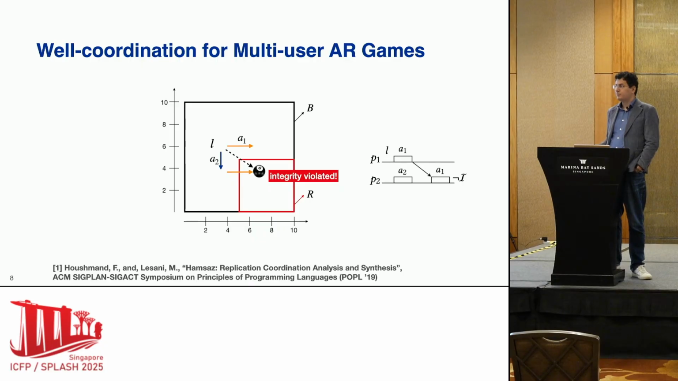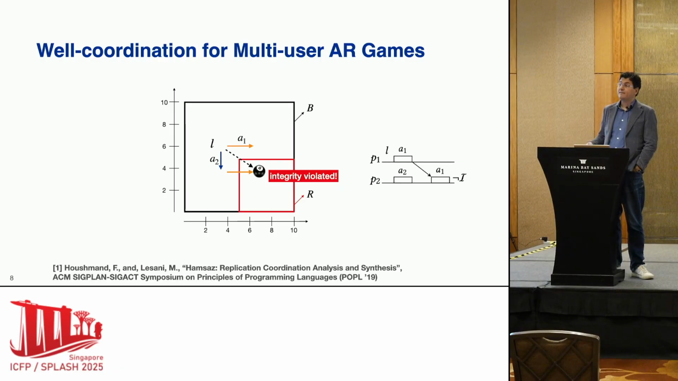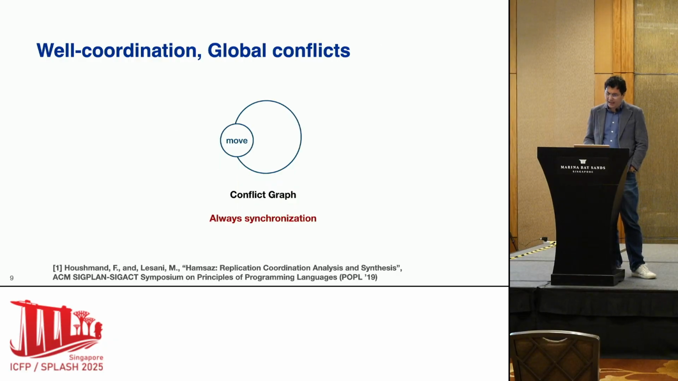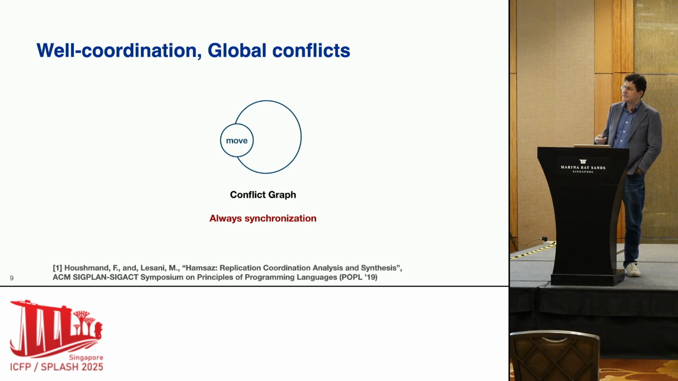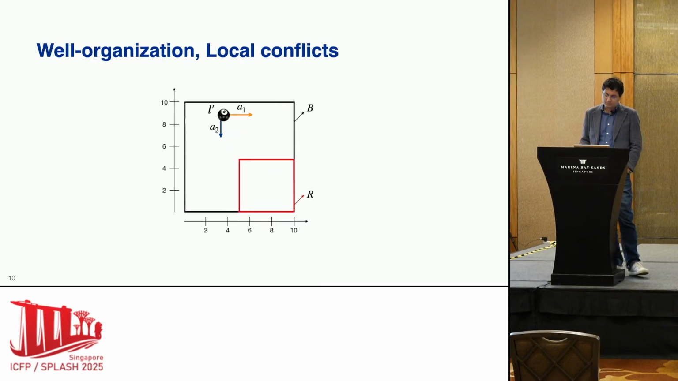So here, integrity is violated. And we say that A1, permissible right, conflicts with A2. It cannot commute past it to the right. And in well coordination, we had conflict graphs. So we would draw all the conflicts. And for this simple example I'm showing, the move method conflicts with itself. So we have a loop. What that means is that we have to synchronize all the time. We cannot do relaxed consistency at all. We should do strong consistency. We have to synchronize every time. And so that doesn't help us at all. It means that the application will be very slow.